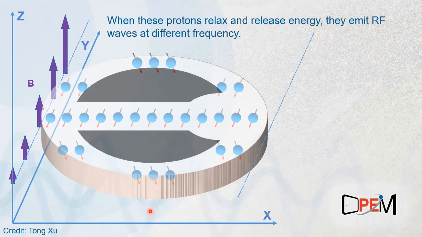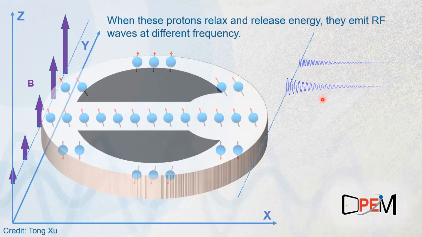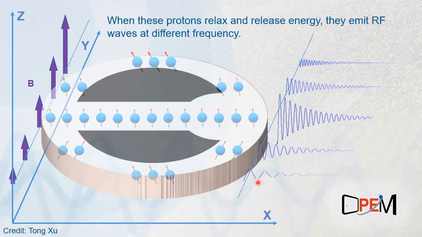So these excited protons, or hydrogen nuclei, tend to relax to lower energy state and release energy by emitting radio frequency waves at the frequency equal to their precessing frequency. The top row here has the highest frequency, so when they relax, they emit high frequency RF waves. And then the second row has a frequency a little bit lower, the third row even lower, and the fourth and fifth rows have lower still frequency.